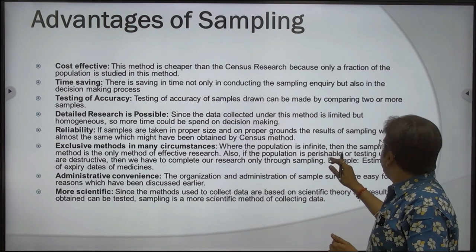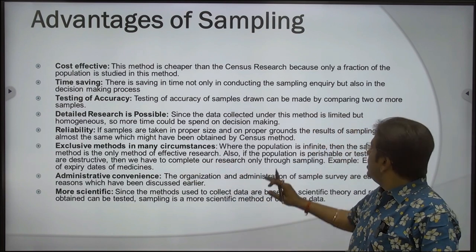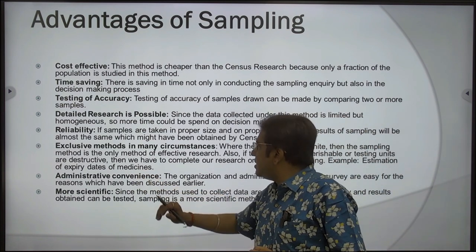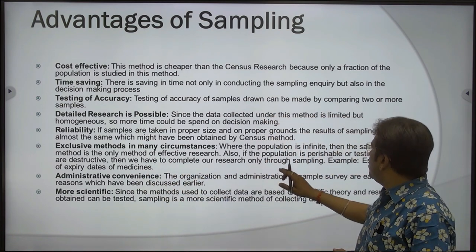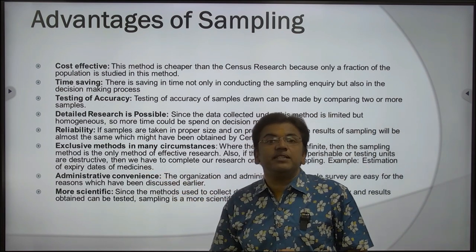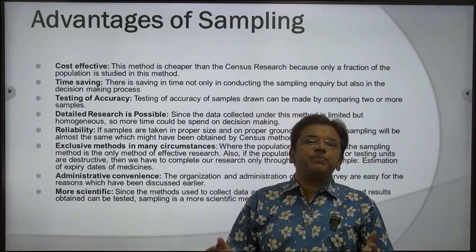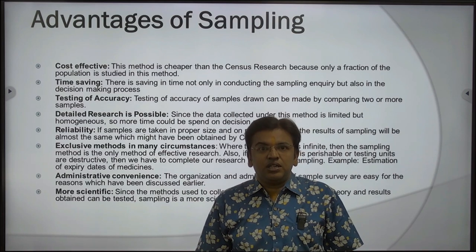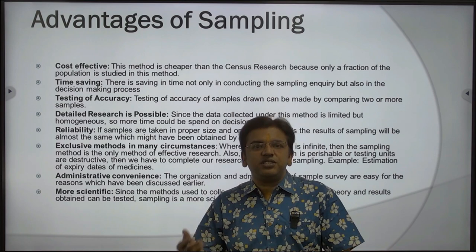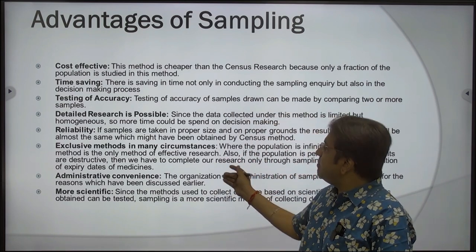Where the population is infinite, then the sampling method is the only method of effective research. Also, if the population is perishable or testing units are destructive, then we have to complete our research only through sampling. Example, estimation of expiry dates of the medicines. Means whenever we see that our sample is destructive in nature, like seasonal research, as soon as the season changes, automatically the sample is going to change. So for this, sampling is the best method.